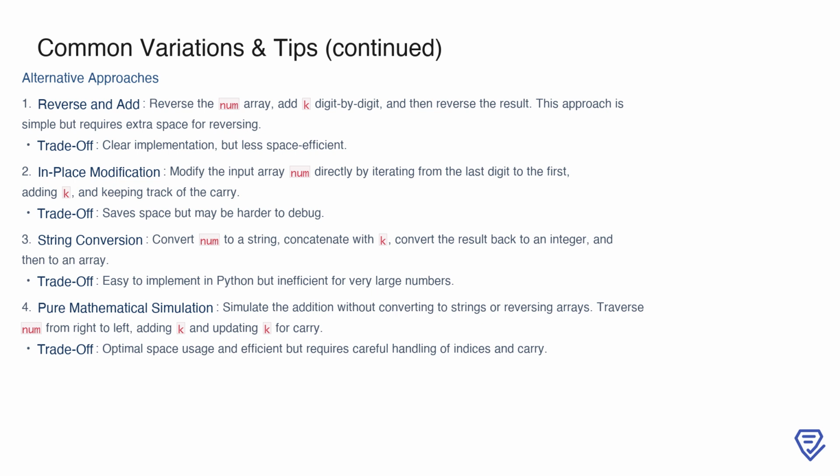A simpler, though less efficient, method is to convert the array number into a string, concatenate it with k, and convert the result back to an integer, then to an array. While easy to implement, this method struggles with very large numbers. The most efficient approach is to simulate the addition purely mathematically, traversing number from right to left, adding k, and updating the carry as needed. This minimizes space usage and is computationally efficient, but it requires careful attention to detail when managing indices and carry propagation.